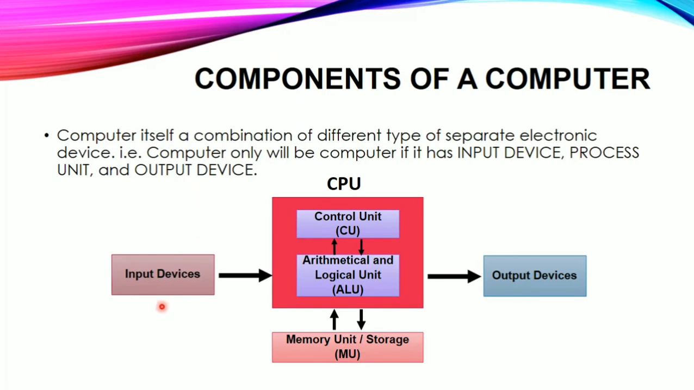All the devices with the help of which you can enter your data are termed input devices, and all the devices with the help of which you can get your output are termed output devices. Now let's discuss the CPU. Our CPU has three components: the control unit, the arithmetic and logical unit, and the memory unit. We will discuss these components in the next slide.